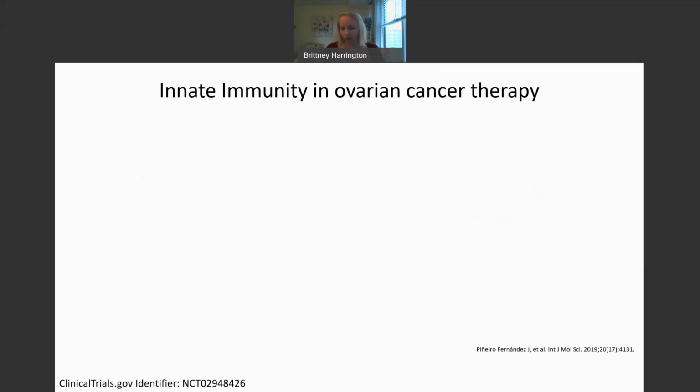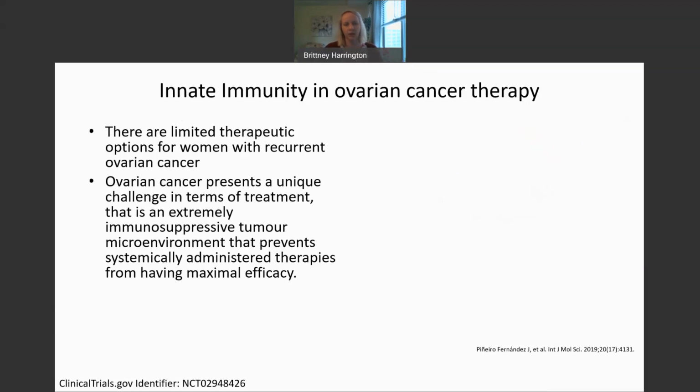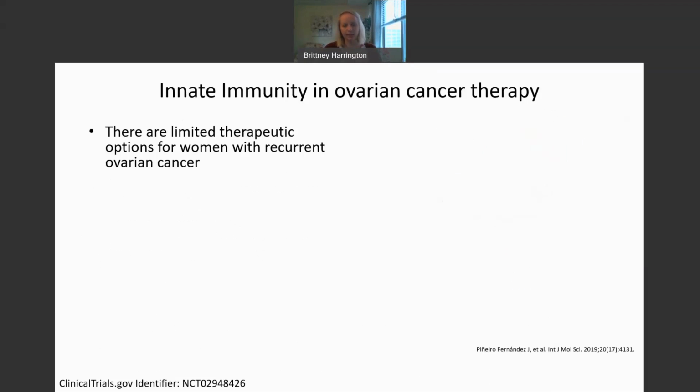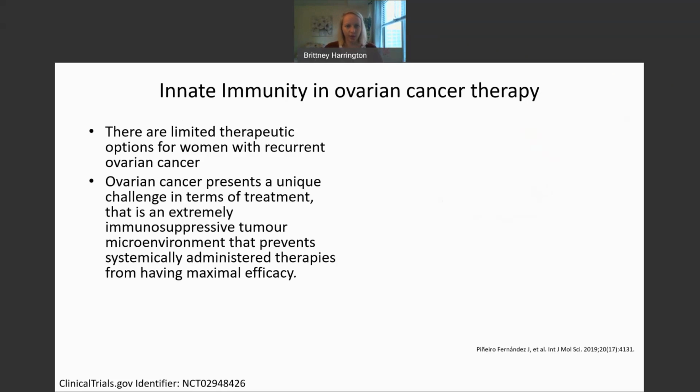But I want to start talking about these interferons in terms of ovarian cancer, because this is related to some of the work my group does. Ovarian cancer is a highly heterogeneous disease. It has a high mortality rate because most patients present at a late stage, and they also often recur or relapse. At this recurrent or relapse stage, there are limited options for therapeutic intervention. It's also challenging to treat because of the anatomic location, as well as the tumor microenvironment of ovarian cancer.